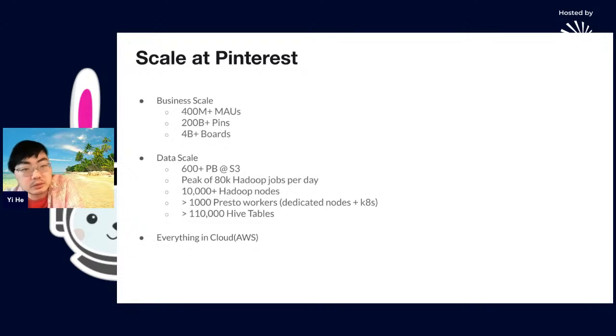At peak we have more than 80K Hadoop jobs running daily, and we have more than 10,000 Hadoop nodes, more than 1,000 Presto workers, and more than 110,000 Hive tables. So basically, we run everything on AWS.